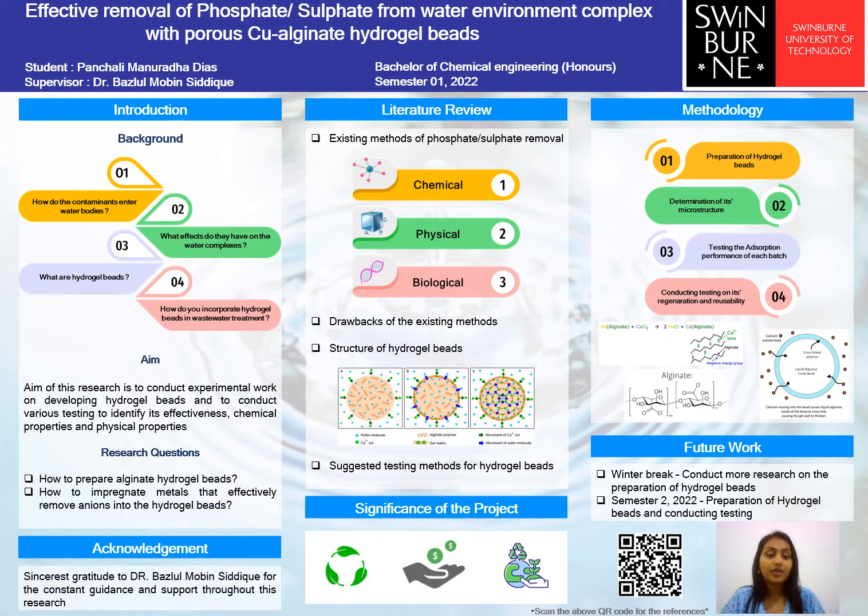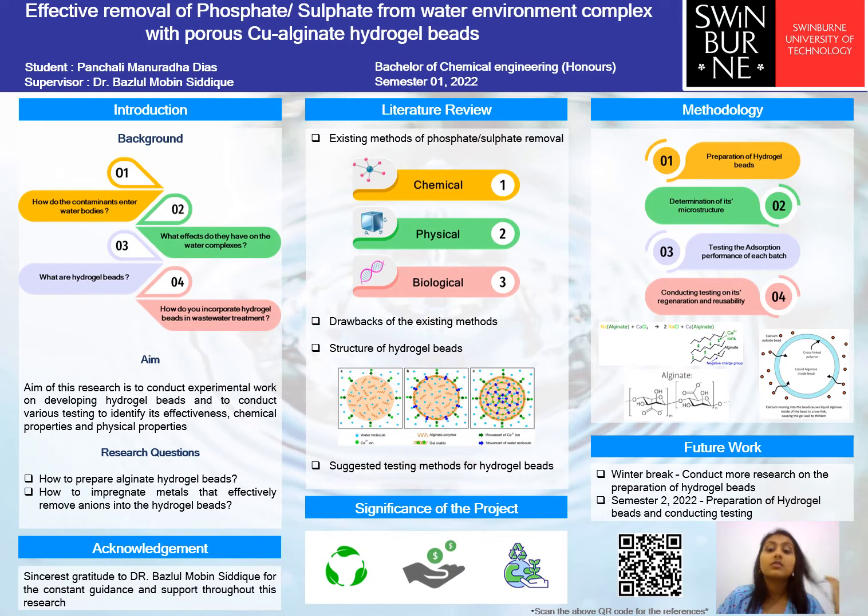in bulk amounts. So arriving at the second question, on what effects they have in water complexes, it is very simple. We've been learning since grade school science that the introduction of phosphates can cause eutrophication and result in a decrease in dissolved oxygen level. Sulfate, on the other hand, results in marine algae overgrowth as well as dissolved oxygen reduction in natural water bodies. So addressing the third question, I will be discussing what hydrogel beads are.